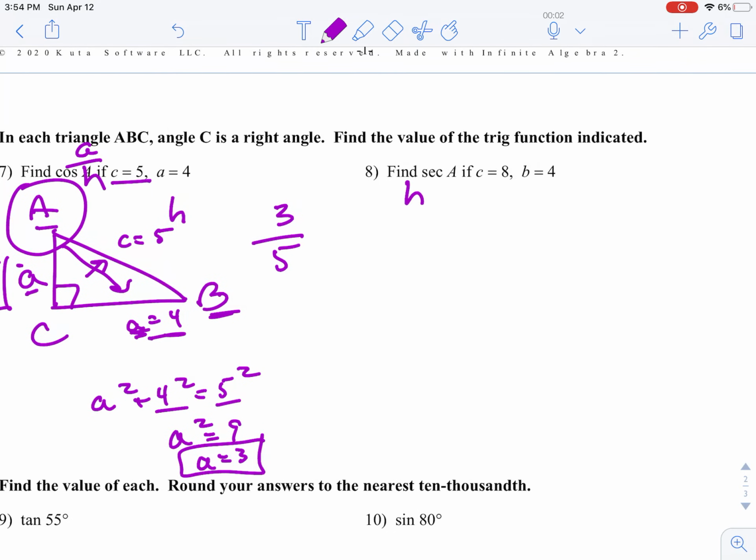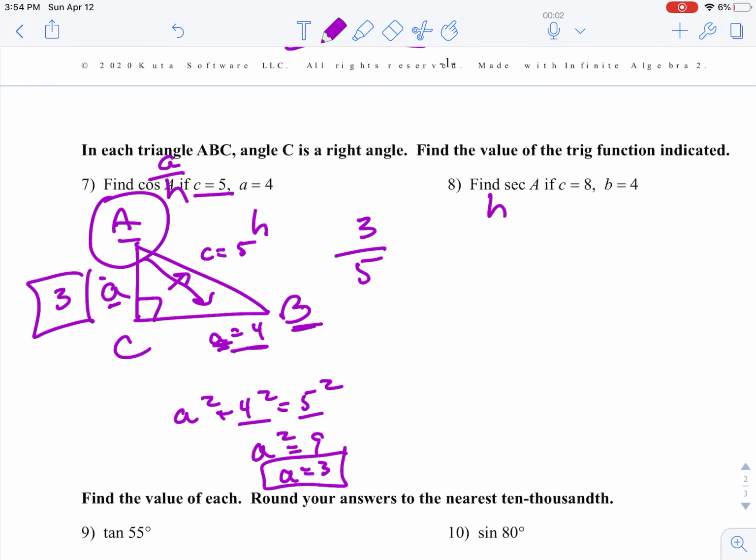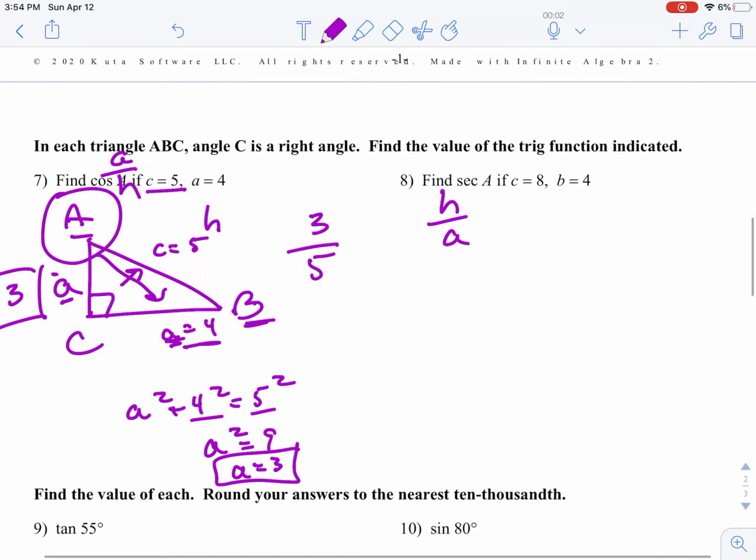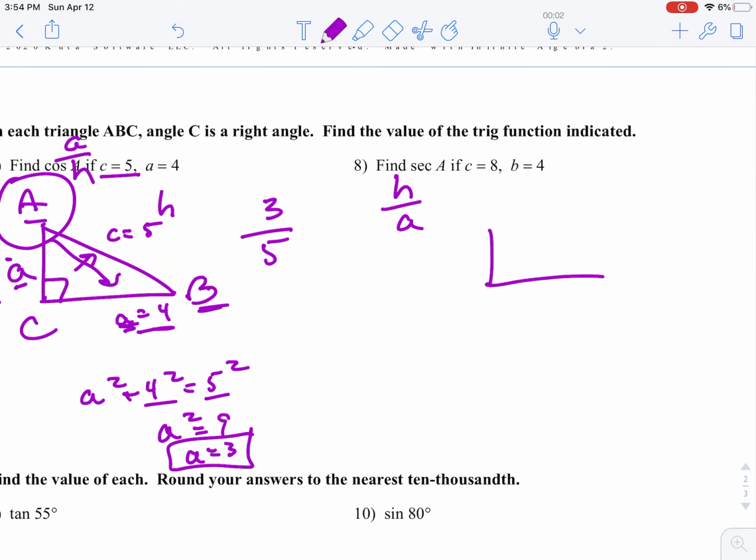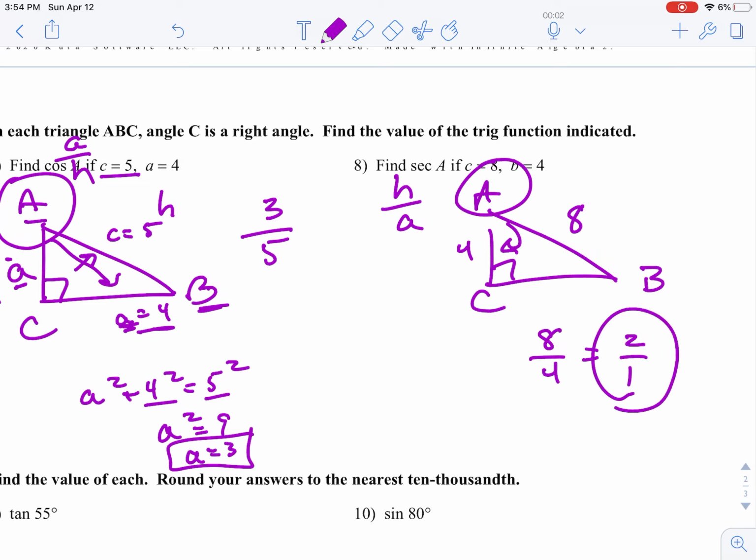Secant is actually the reciprocal of number 7, hypotenuse over adjacent, okay? So let's draw the triangle, see if we need Pythagorean theorem or not. Okay, C is 8, A, B is 4, okay? And we want secant of A. So hypotenuse is 8, adjacent is right next to it is 4. I got lucky, didn't need Pythagorean theorem.